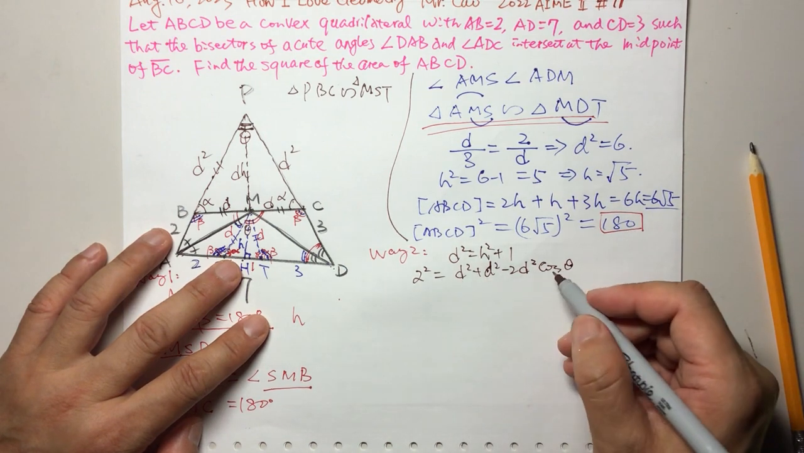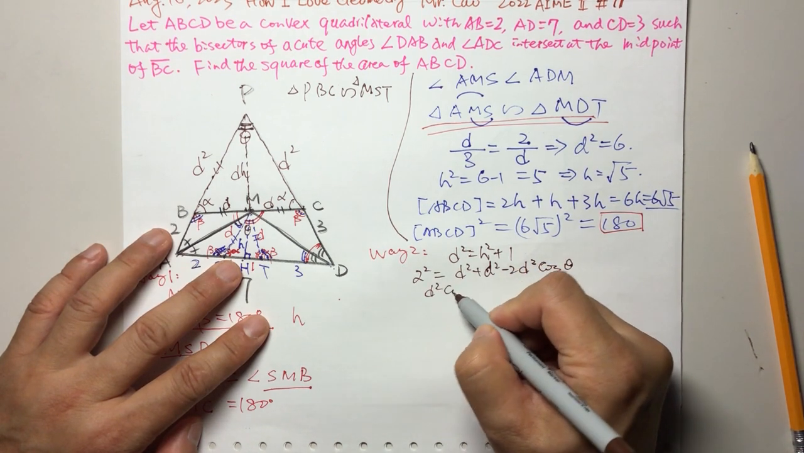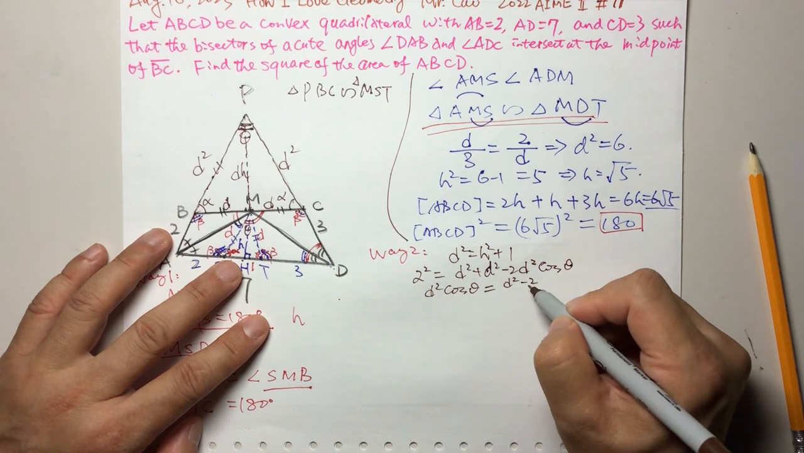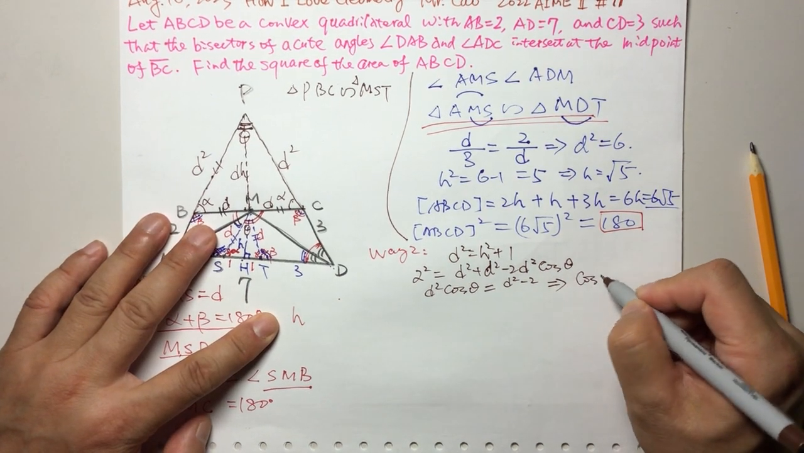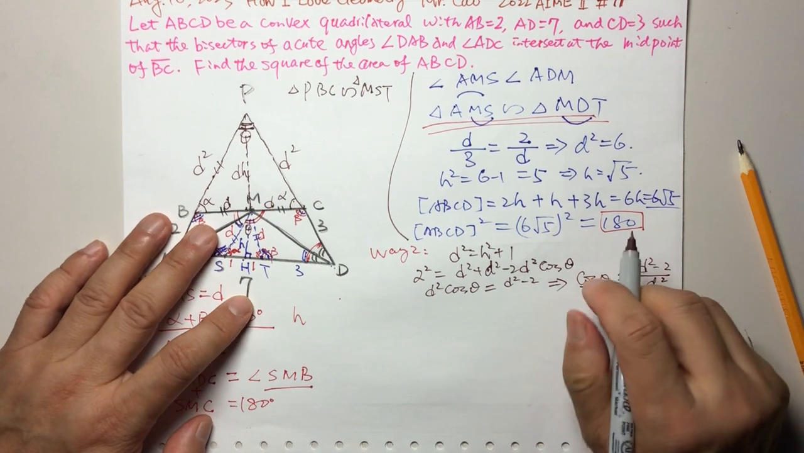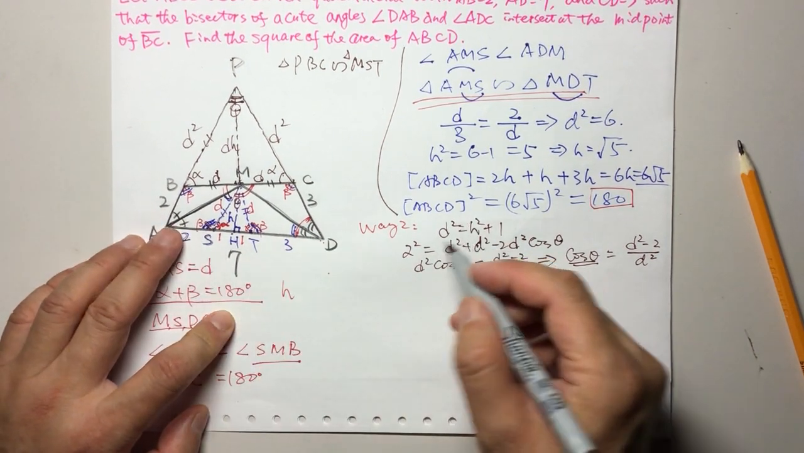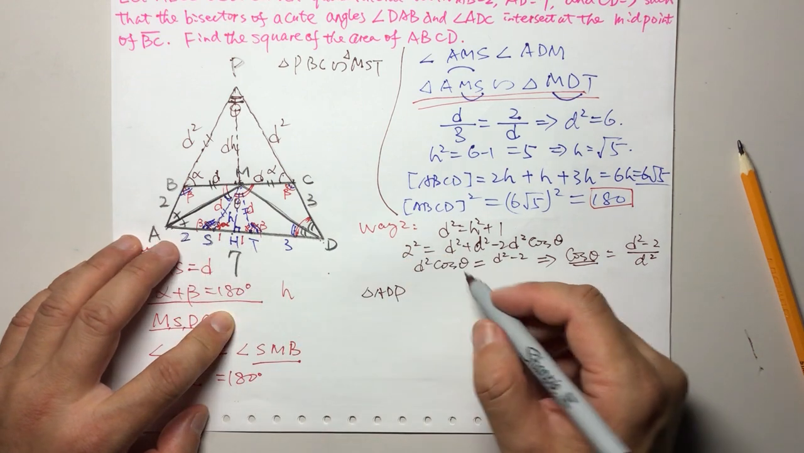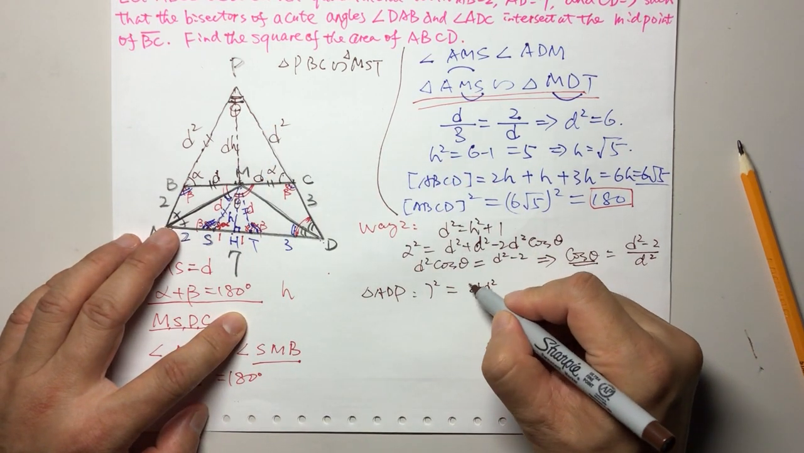So each side divided by 2, we get d squared cosine theta equals d squared minus 2, right? And then cosine theta equals d squared minus 2 over d squared. So we can use this to express cosine theta. Okay, now we will use the cosine law for the triangle ADP. So we get AD squared, that's 7 squared, equals 2 plus d squared, then squared, right?